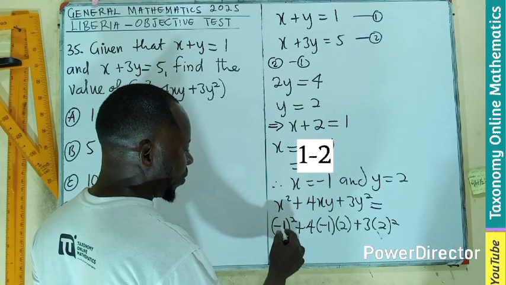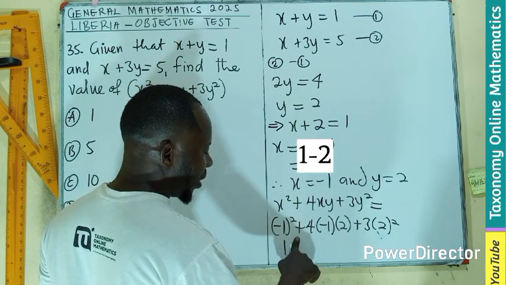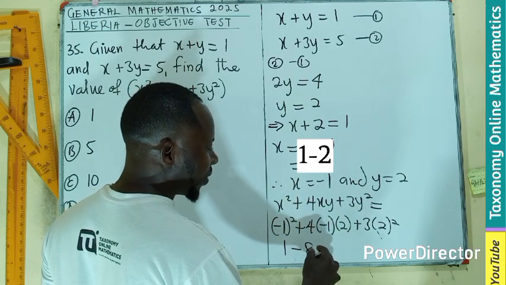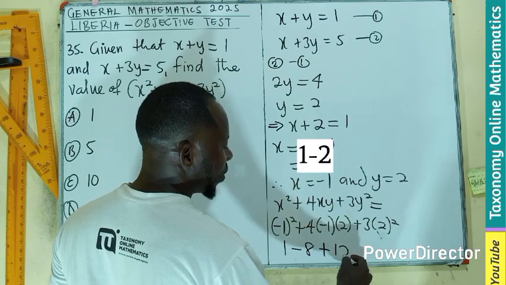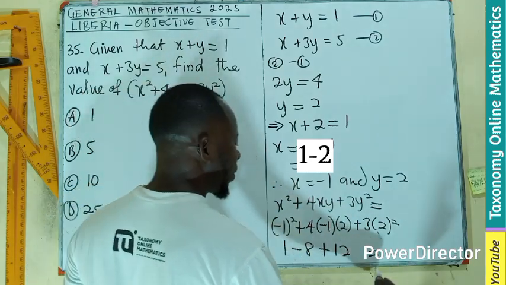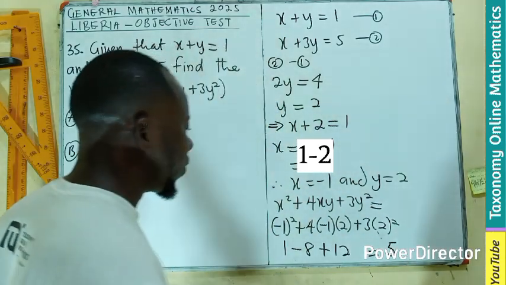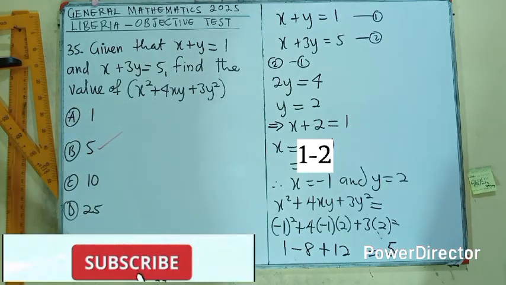So I should be having the square of negative 1 times 1 like this, which gives you 1. This is going to be negative times this, negative 8. Then plus, this is going to be 4 times this, 12. I still have negative 7 plus 12, and that will give you 5. So the value I am looking for in that expression is going to be 5, for option B.